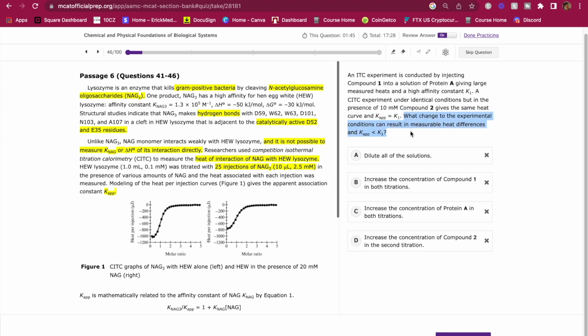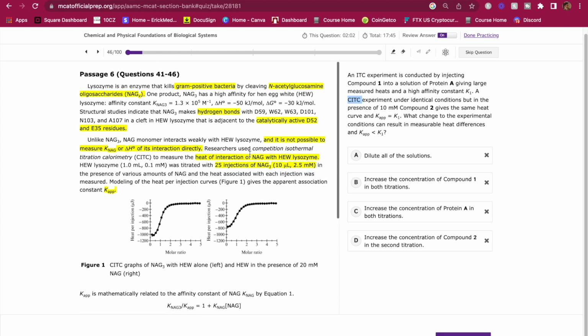In order to have different amounts of heat, you're going to have to increase compound 2. So how did I know that? Well, this is a CITC. Remember, CITC was competition isothermal titration calorimetry. This compound 2 is competing with compound 1, but compound 1 is winning. When we add 10 millimolar of compound 2, compound 1 still wins. We still get the same results as if it was just compound 1. So in order to stop that, we need compound 2 to win. If compound 2 wins, we're going to have different amounts of heat given off, and we're going to have different affinity. So how can we make compound 2 win? We make it win by adding more of compound 2.